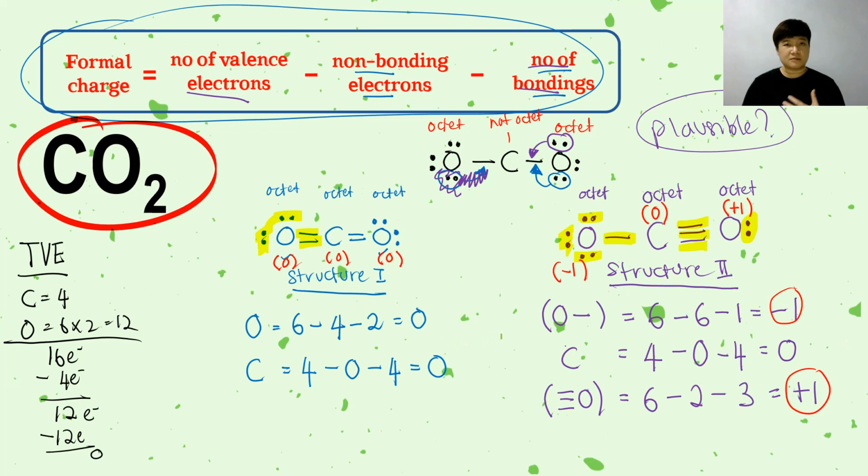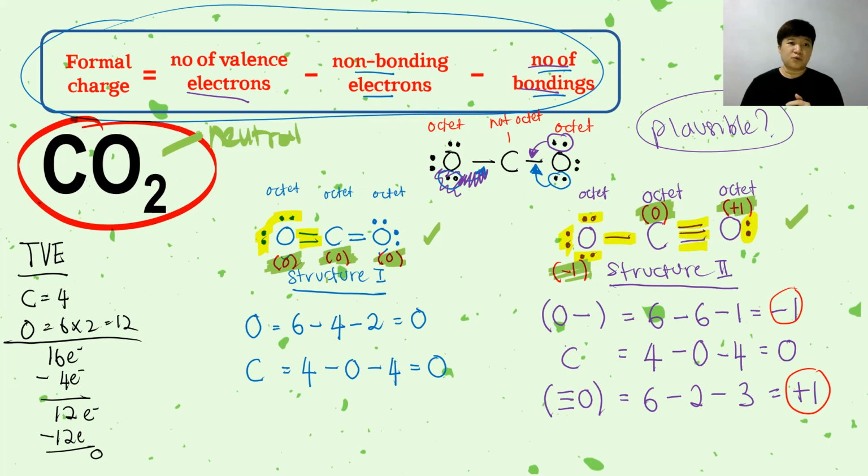And before we proceed to determine the most plausible structure, like I said previously, the total formal charge must equal the total charge of the molecule. Your molecule right now is neutral. There is no charge. So the formal charge total must also be neutral. You have 0 plus 0 plus 0. So for this one, it is correct. 0 plus 0, total of this is 0. You have negative 1 over here for this oxygen. You have 0 over here. You have positive 1. So negative 1 plus 0 plus positive 1, back to 0.